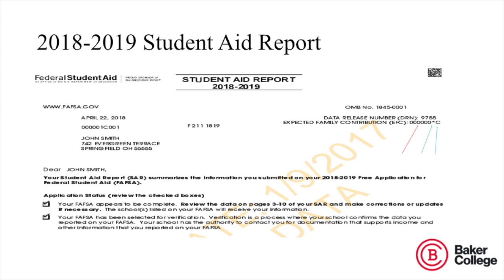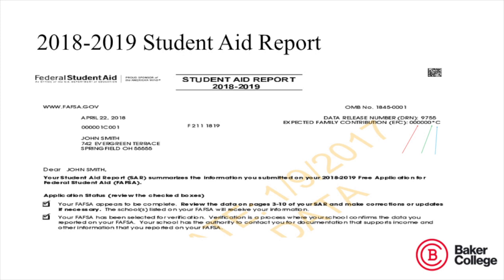Next to the EFC, you could possibly have an asterisk. That means that the application was selected for verification. We're going to talk about verification in just a minute. The C next to the asterisk is not good. You want to make sure that your student is taking their time whenever they're completing the FAFSA online, because their information is going to go into about 7 different databases to ensure that that is that student.